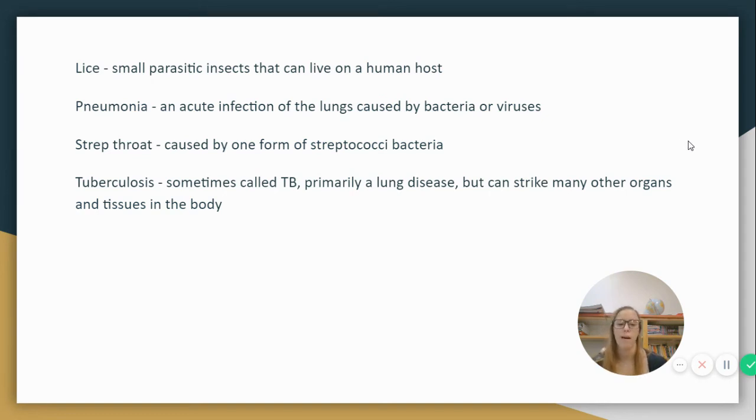Next, we have lice, which I apologize in advance for this one. They are small parasitic insects that can live on a human host. It's usually found in someone's hair. Then we have pneumonia, which is an acute infection of the lungs caused by bacteria or viruses. Then strep throat, which is caused by one form of Streptococci bacteria. And finally, tuberculosis, which is sometimes called TB, just abbreviated shorter. It's primarily a lung disease, but it can strike many other organs and tissues in the body.